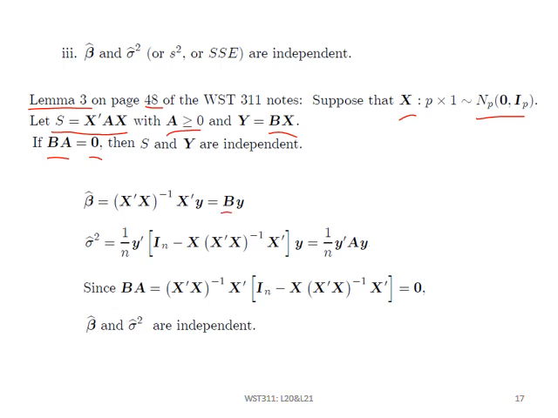If we take B to be the constant which we pre-multiply y with, and if we take A once again to be the idempotent matrix which we've had before, we then see that B times A equals 0, from which we can conclude that beta hat and sigma hat square are independent.